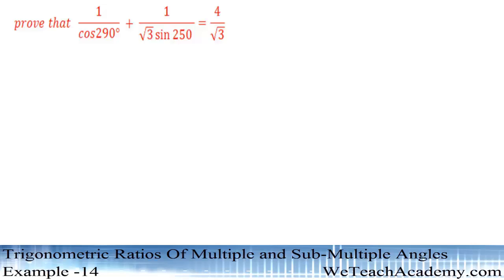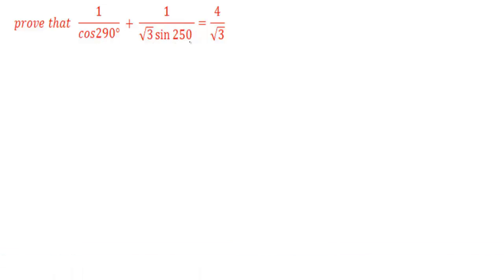Here in this section, we are going to deal with an example. The given example is: prove that 1 by cos 290 degrees plus 1 by root 3 into sin 250 degrees is equal to 4 by root 3.